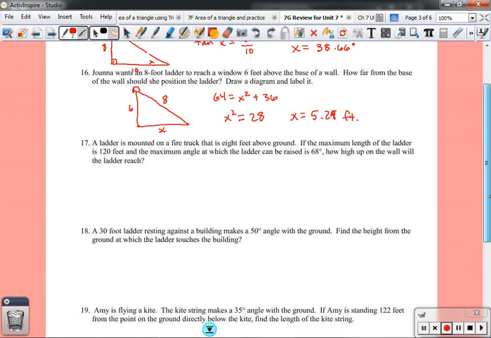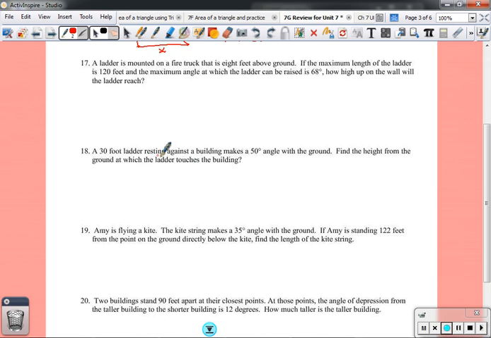She likes that. A ladder is mounted. This is my favorite problem, perhaps of all time, because I get to draw a fire truck. I always wanted to grow up and draw fire trucks. Life's ambition. Look at that fire truck. That's the siren. So a ladder is mounted on the fire truck that is 8 feet above the ground. On my fire truck, the ladder literally comes out of the siren. It's a really cool truck.